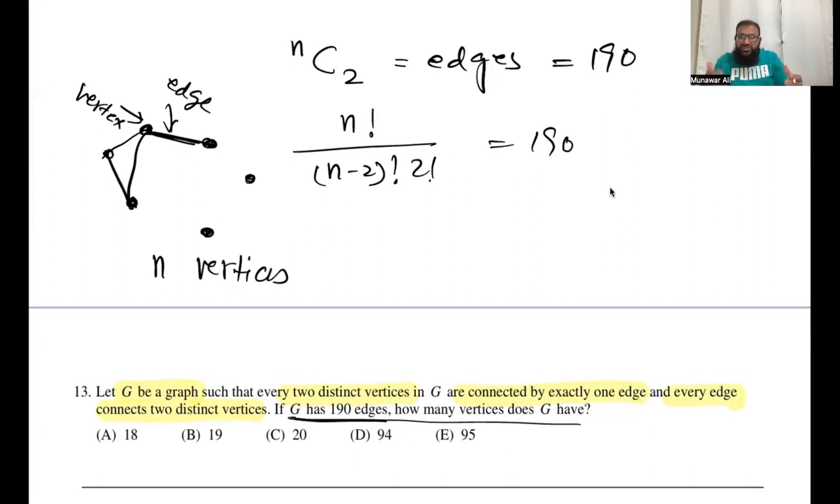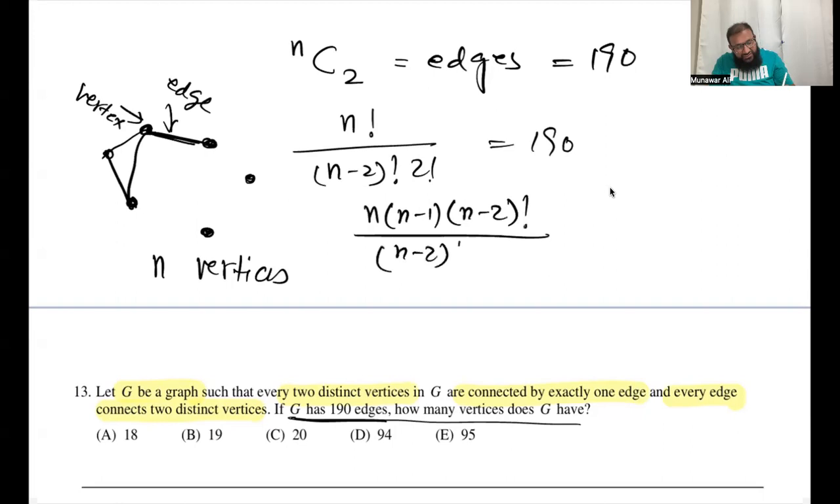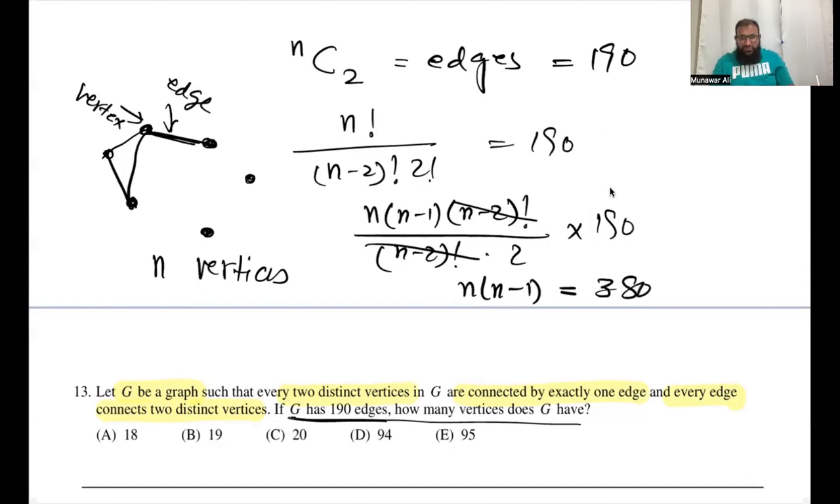That's it. You have some equation and you have to find out the value of n. So I'm writing it as n times (n minus 1) times (n minus 2) factorial, divided by (n minus 2) factorial times 2, equals 190. So these are cancelled, and n times (n minus 1) equals 190 times 2, which is 380. If I simplify it further, this is going to be a quadratic equation. I could apply the quadratic formula and so on, but I don't want to do that. Simply, I ask you for a value of n that I substitute here that gives me the value 380.